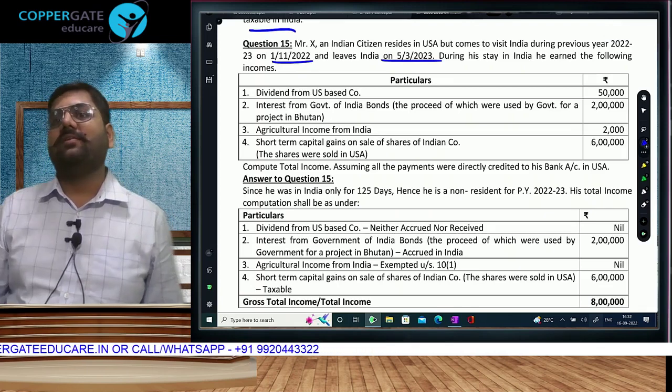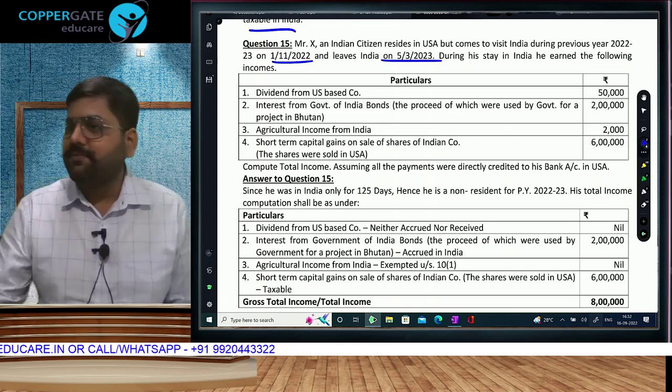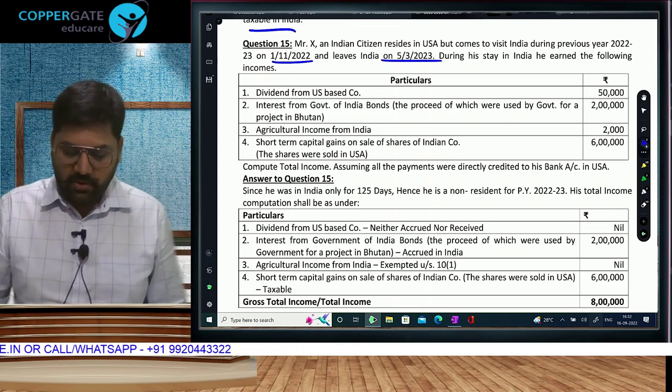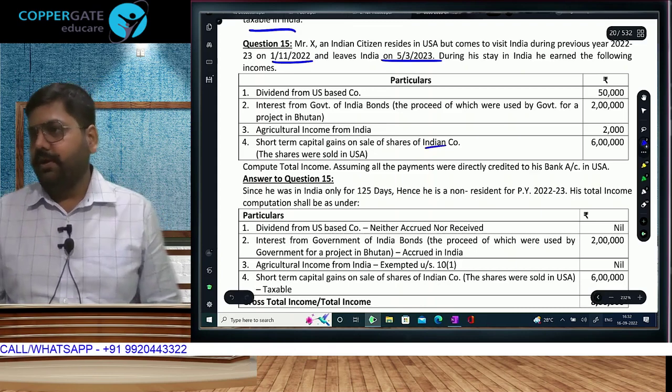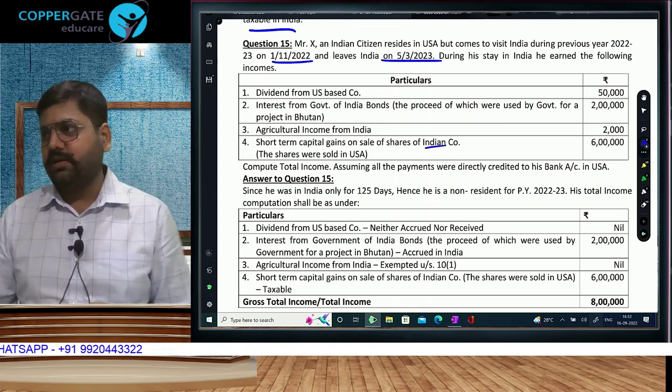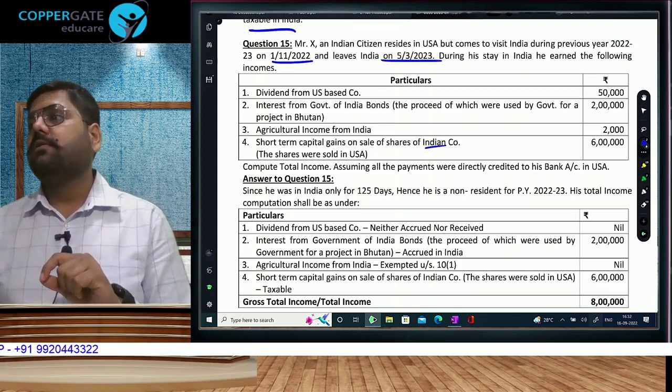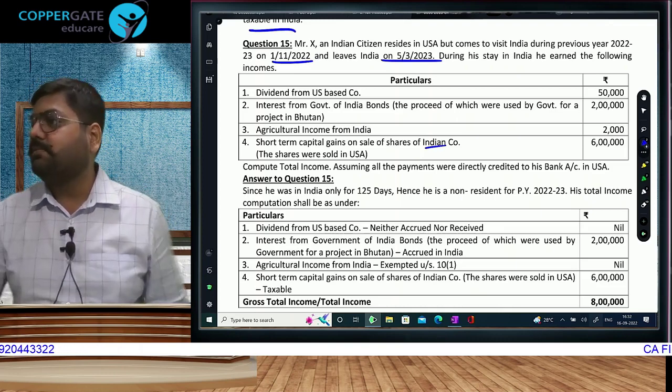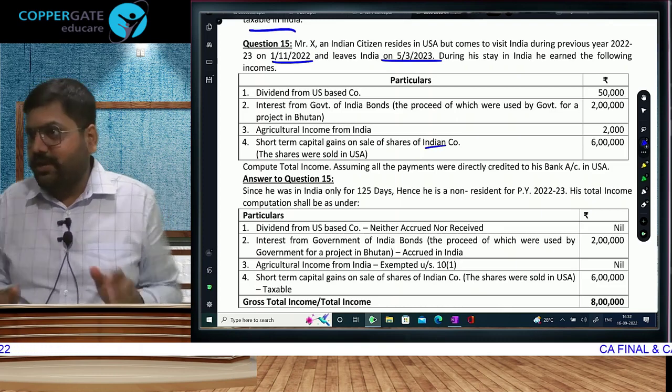Accordingly we will be deciding. In any case, Indian income will still be taxable. So for your short-term capital gain on sale of shares of an Indian company, even if received outside India and sold outside India, where is the asset located? So it will be treated as deemed Indian income. Yes. But we don't know his status, we can't decide.